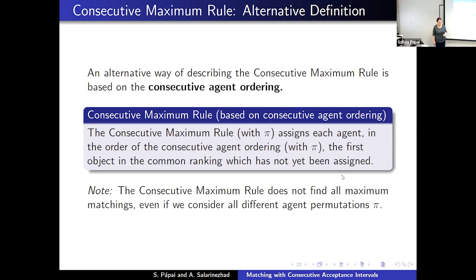So the consecutive maximum rule does not find all maximum matchings. Even if we consider all the different agent permutations, that's not possible. For example, we could have, let's say, AB in one acceptance set and ABC in another. And if A comes before B in the common ranking, then the first agent will always get A and the second agent will always get B. We cannot reverse that. So this would suggest that we should look at different object orderings. But remember that here we are looking at the common ranking. Anyway, before I do that, let me show you the example.